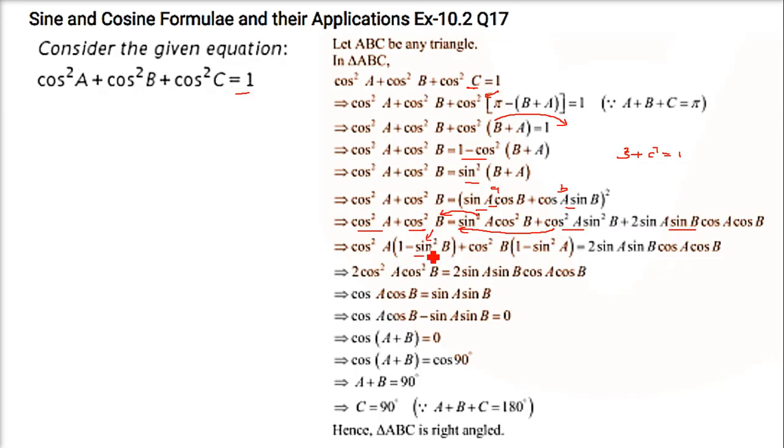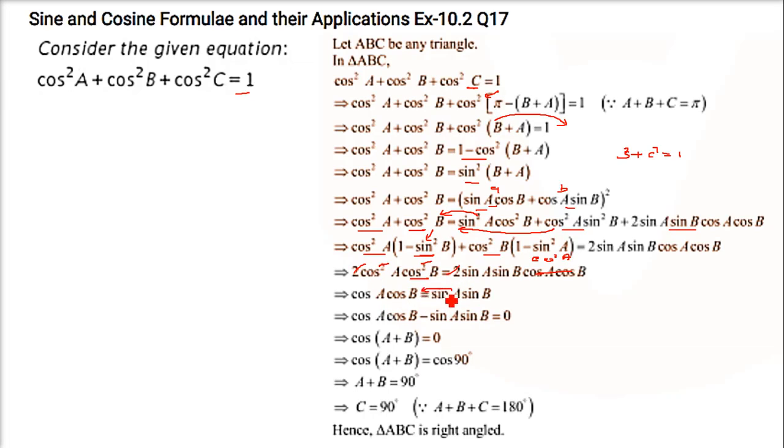Now 1 minus sin square b is cos square b, and 1 minus cos square a, or 1 minus sin square a, will be cos square a. So this is cos square a cos square b, and this is cos square b cos square a. So they are similar, so that will be twice: twice cos square a cos square b. And here you have 2 sin a sin b cos a cos b. So one cos a cos b cancels with the power, and 2 cancels. So cos a cos b equals sin a sin b.